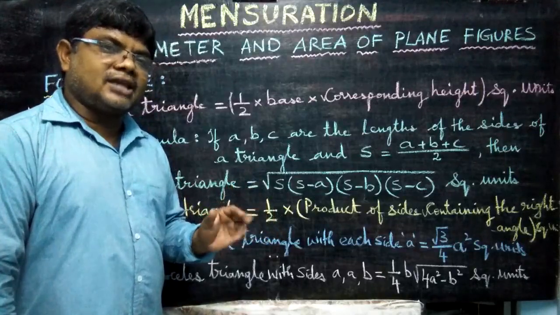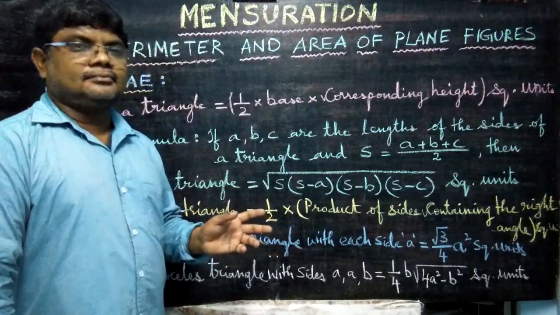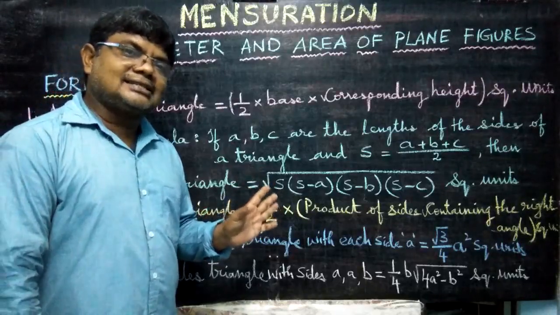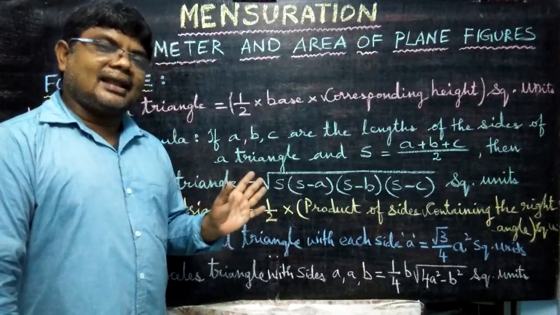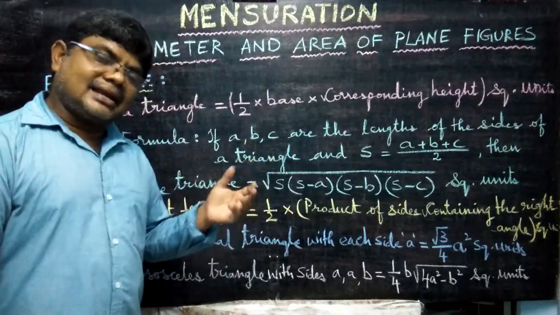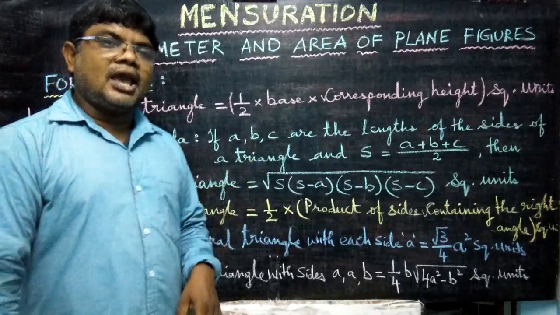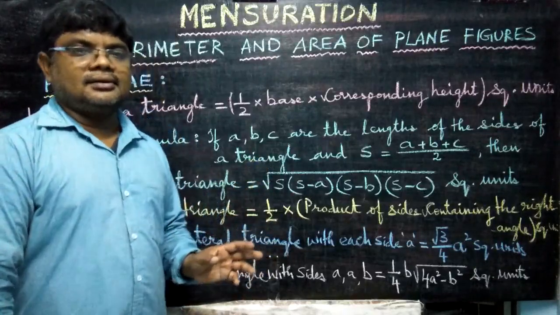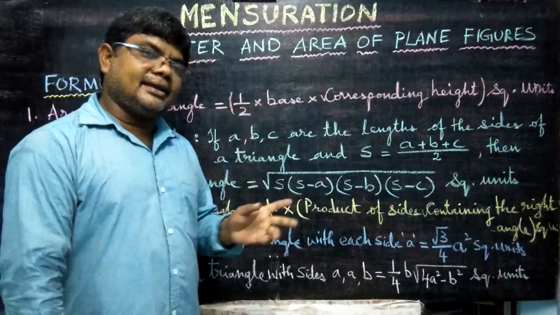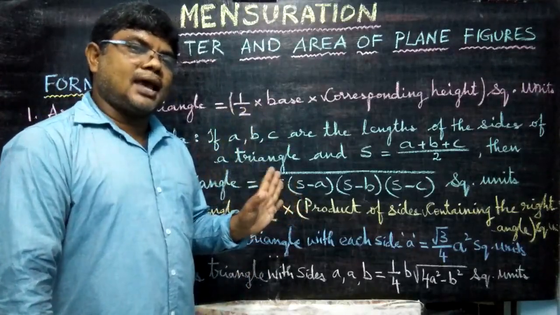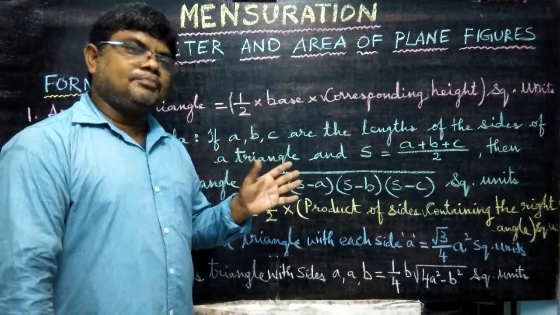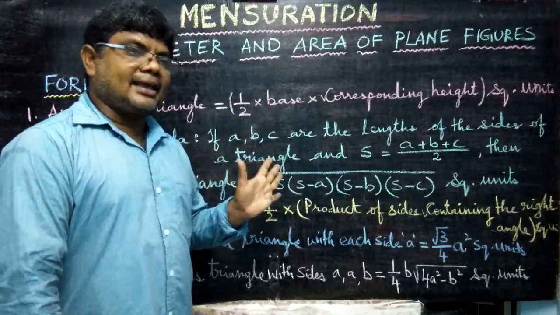Coming to triangles according to angles. If out of three angles, one angle is 90, we call it a right triangle or right angle triangle. If all three angles are less than 90, we call it an acute angle triangle. If one of the three angles is more than 90, we call it an obtuse angle triangle. These are the types of triangles according to sides and according to angles.